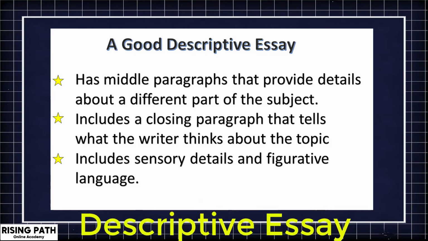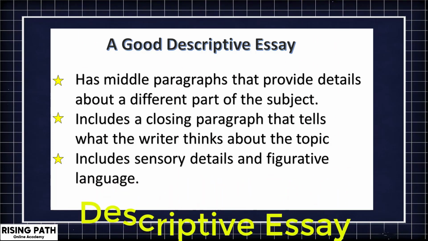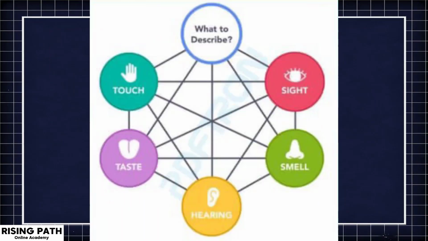A good descriptive essay has middle paragraphs that provide details about a different part of the subject. It includes a closing paragraph that tells what the writer thinks about the topic, and includes sensory details and figurative language. This third point is very important, that your descriptions should have the sensory details related to our five senses and the use of figurative language: similes, metaphors, alliteration, personification. So it is going to help you a lot in making your descriptions appealing for the examiner.